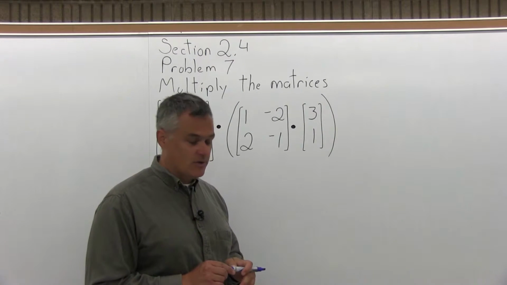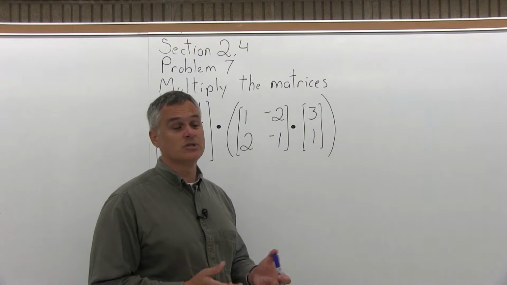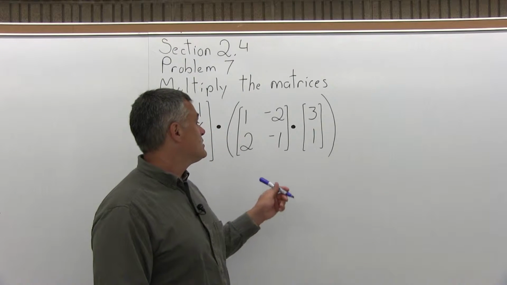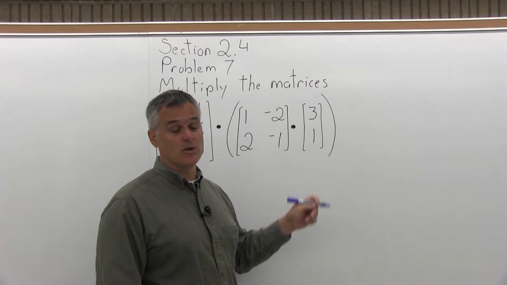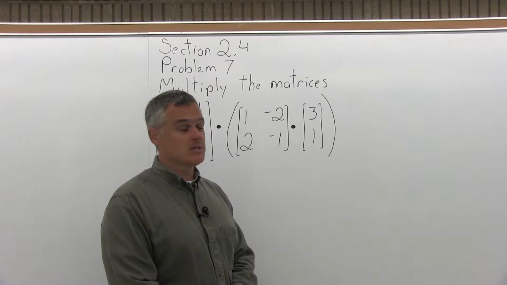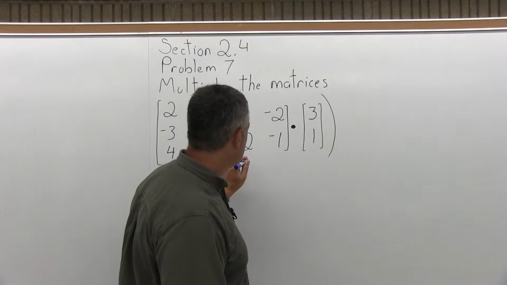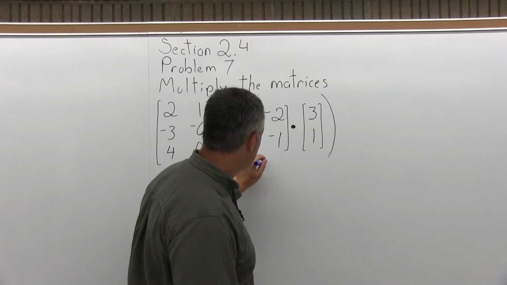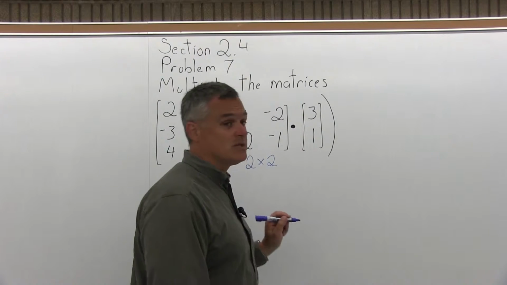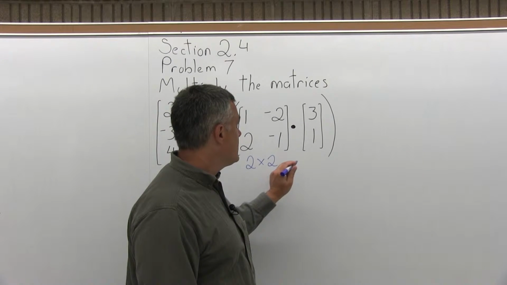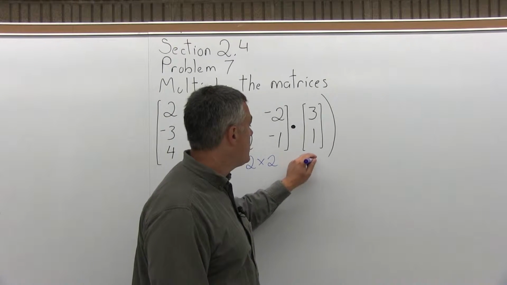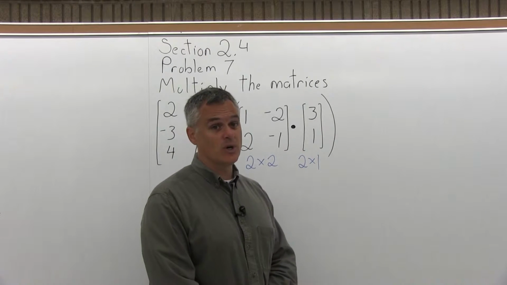So within the parentheses, first we want to see if there is in fact even a solution. To do that, you want to check to see if the number of columns in the first matrix is equal to the number of rows in the second matrix. And again, the easiest way to do that is just write the dimensions underneath each matrix. So the first matrix has the dimensions 2 by 2 because it has 2 rows and 2 columns. And the second matrix is a 2 by 1 matrix because it has 2 rows and 1 column.